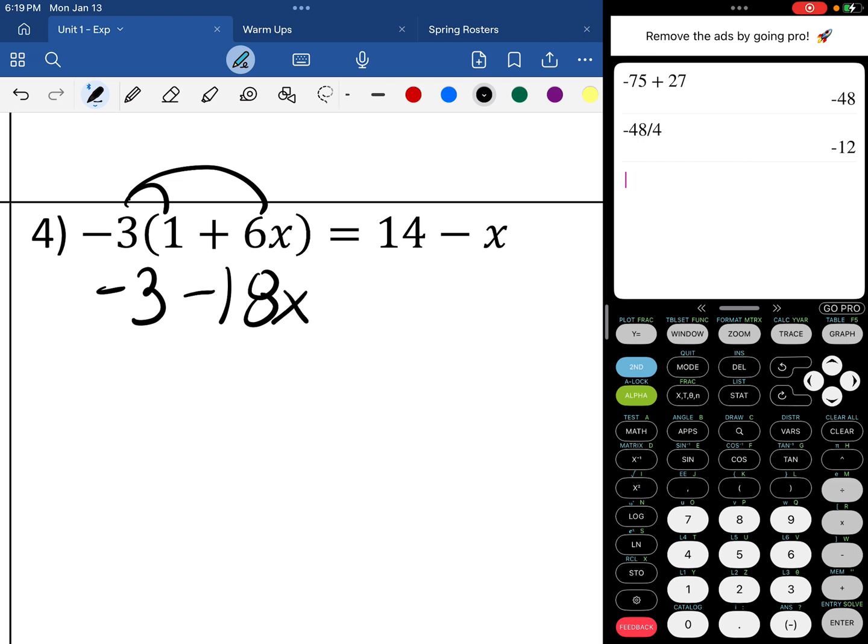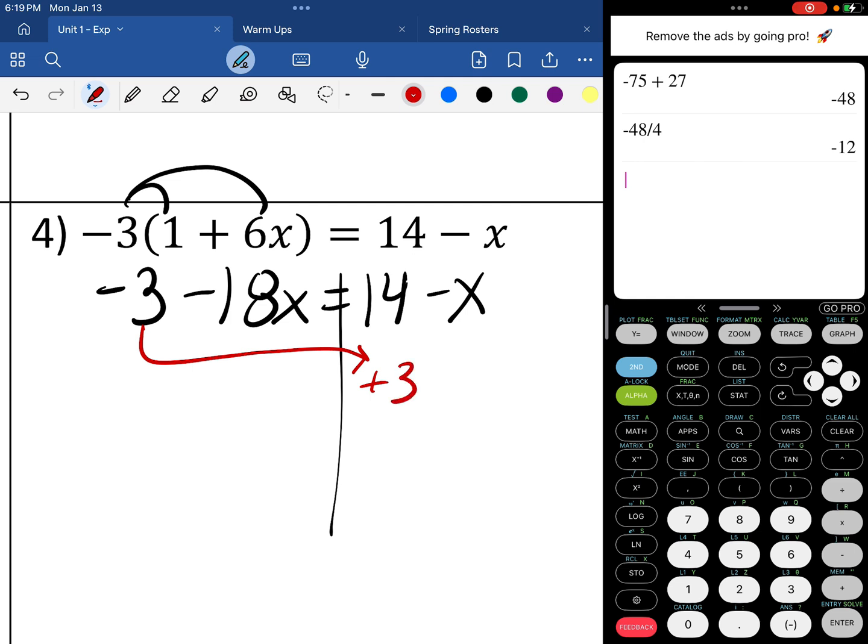Now you're going to say, what are you going to do with that other stuff? We're just going to drop it down. It wants to come join the party. Okay, from here, now we can just start solving like we have been. Split your equation. Negative 3, it's going to come over here and become a positive 3.